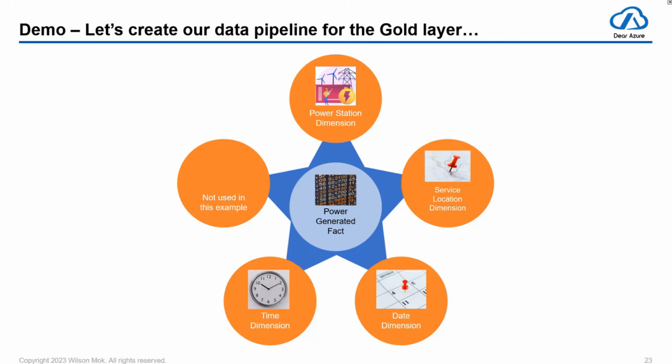Now, let's take that example that we learned from the grocery store, and let's talk about how we would build our gold layer for our power plant. So in this example, we only have 4 different dimensions with one fact. And that can be the case, and sometimes you will have more than 5 dimensions tied to the fact. So it's just on a case by case basis, based on what you need. So what we have here at the top is the power station dimension. We hinted at that earlier.